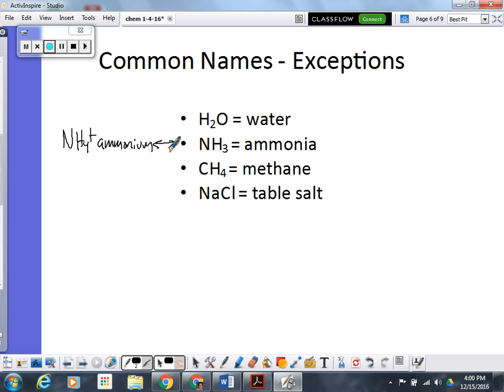So those are 2 different things. NH4+ is ammonium, NH3 is ammonia. CH4 is methane. That's the stuff that we use to burn for Bunsen burners. That's what comes out of your stove. Natural gas is methane. And then NaCl is table salt. So specifically, there are other types of salt. The one that we use on our food is table salt. That's NaCl.